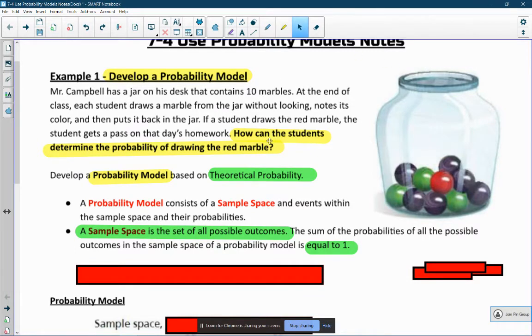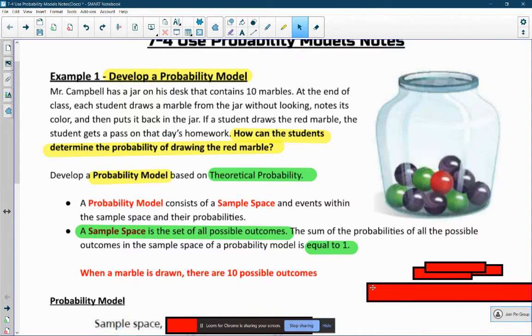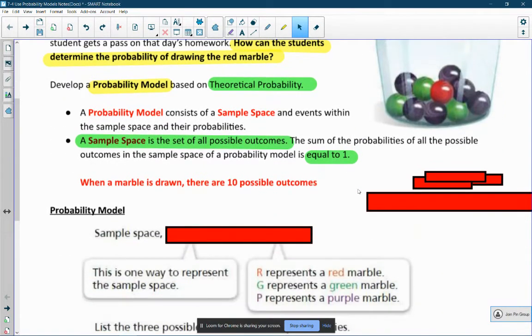So how can the students determine the probability of drawing the red marble? When a marble is drawn, there are 10 possible outcomes. So that's what our first thing is. There are 10 marbles in here. 1, 2, 3, 4, 5, 6, 7, 8, 9, 10. Okay, 10 different outcomes. So we're going to use a probability model to display all of those outcomes and then find the individual probabilities of each outcome.